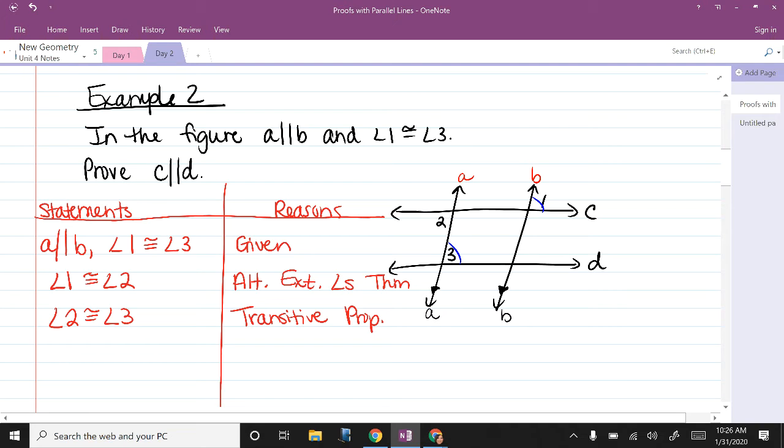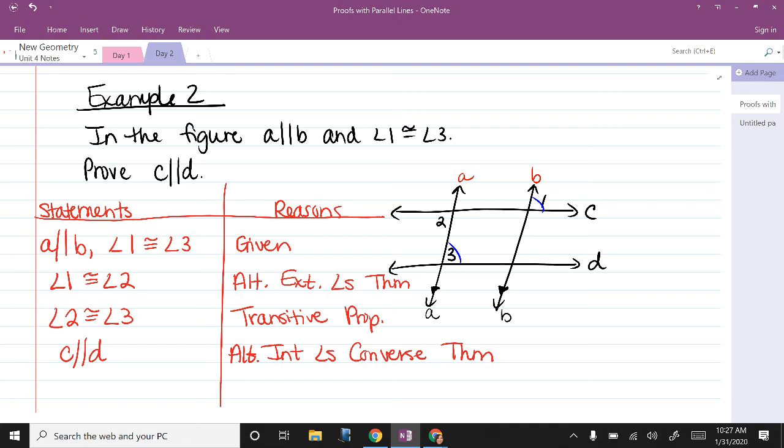And do 2 and 3 have a relationship that would make those lines parallel? Yeah, they're alternate interior again. So the only thing different is this relationship right here, right? Starting out in a different position. So now I can say C is parallel to D because of the alternate interior angles. What theorem? Converse. Always got to use a converse to prove lines are parallel.